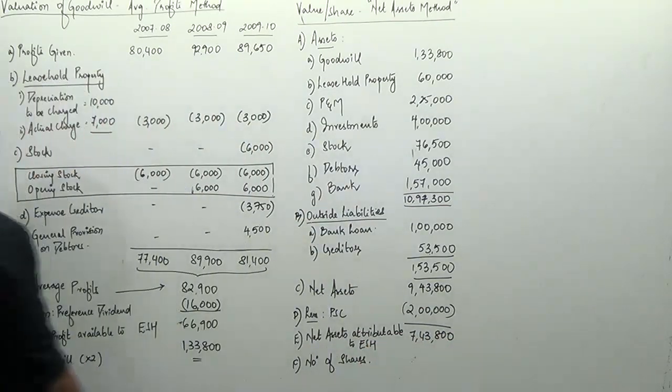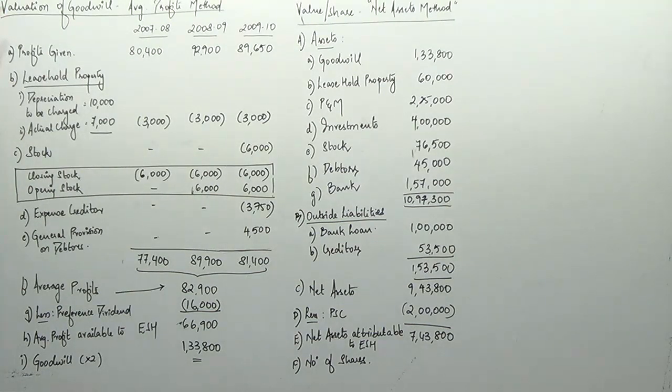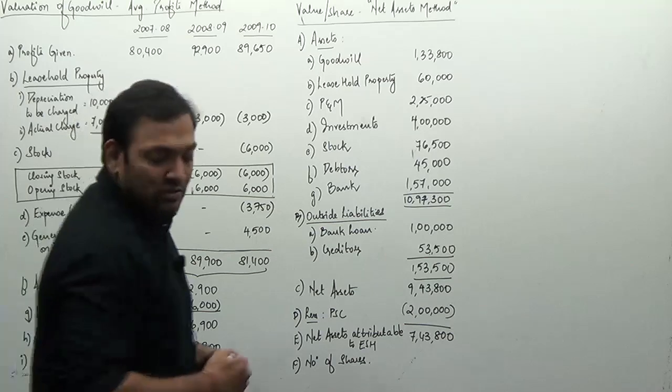I did not reduce proposed preference dividend with a simple reason, assuming that the preference dividend is already paid. Because if the preference dividend is proposed, it should have been shown under the liability side as proposed dividend. And he never said that the preference dividend is proposed. So when these two informations are not available, there is no point of reducing preference dividend at all. But if it was included as a liability, definitely preference dividend should be reduced in identifying net assets attributable to equity shareholders. Number of equity shares are 50,000.